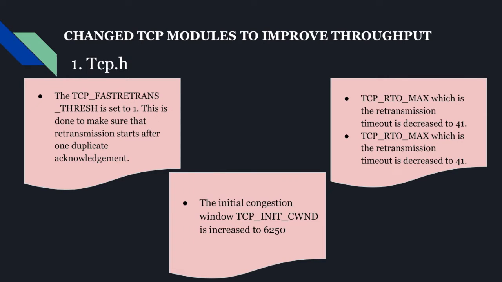In this experiment, we have modified 5 TCP modules, which are TCP.h, TCP timer.c, TCP vno.c, TCP output.c and TCP input.c. In TCP.h, the header file, the retransmission threshold is set to 1. This is done to make sure that the retransmission starts after one duplicate acknowledgement. Then the initial congestion window size is increased to 6250. And lastly, the retransmission timeout is decreased to 41.